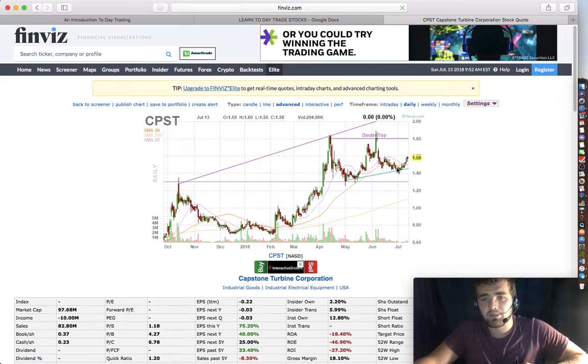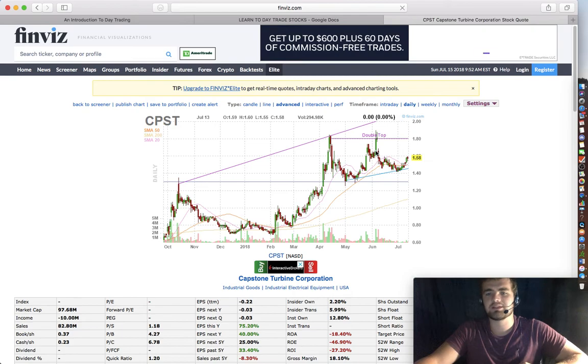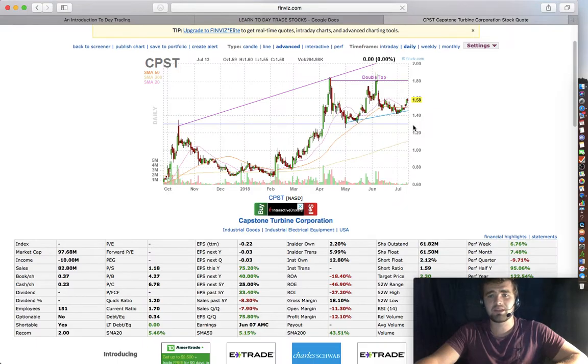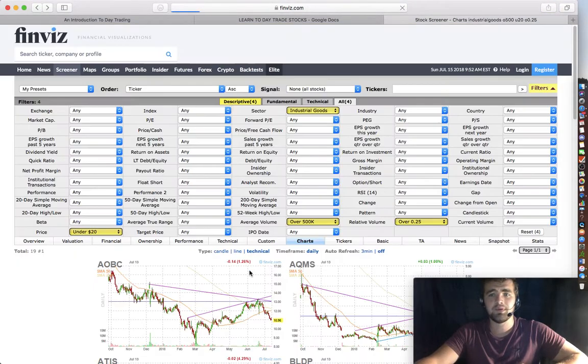We have a little support at about that 150, and a little resistance. Sorry, I got them mixed up here, but a little resistance at around that 175 range, and it's at 158. So there could be something there, but we would leave that one alone.